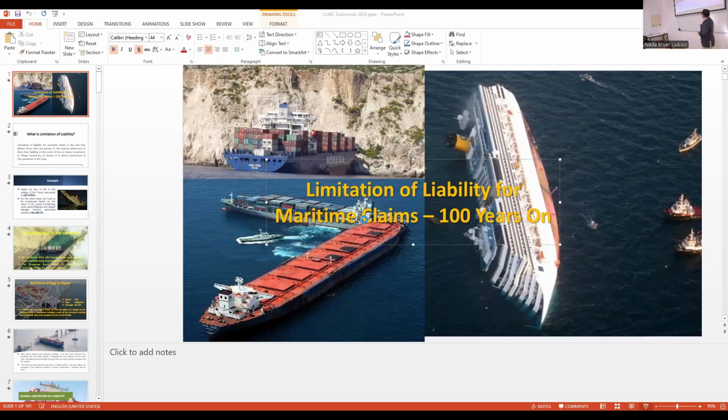Another claim that is excluded is the claims within the meaning of the CLC. So whether you're a party or not, whether compensation is payable under the CLC or not, is not important. If it is a claim for oil pollution damage from a tanker, in other words, within the definition of the CLC, LLMC does not apply.